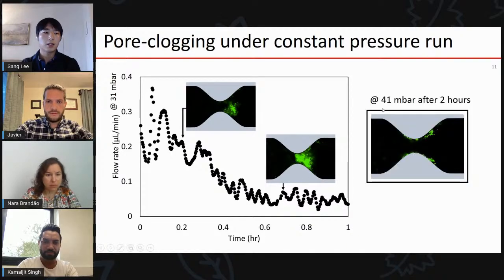And if we introduce the flow at higher pressure, which yielded a flow rate that yielded a shear stress higher than the critical value, the pore throat remained open.